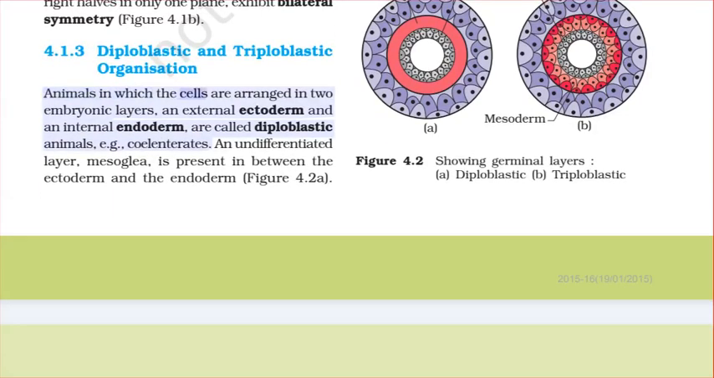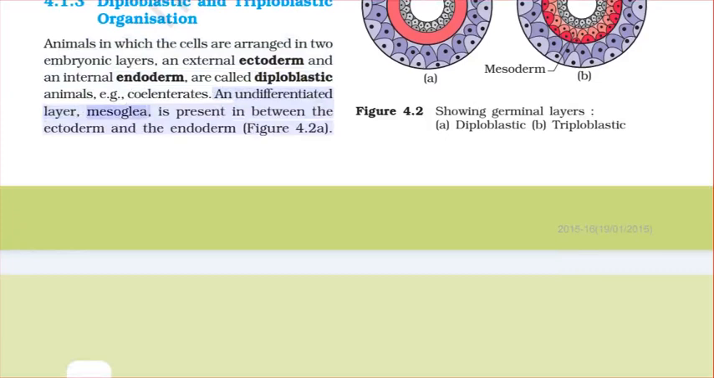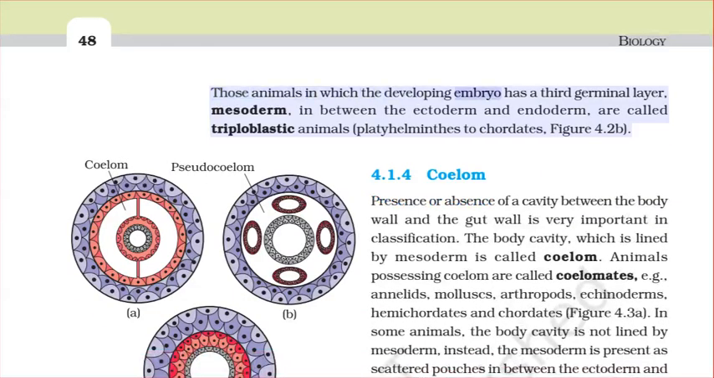Animals in which the cells are arranged in 2 embryonic layers, an external ectoderm and an internal endoderm, are called diploblastic animals, e.g., coelenterates. An undifferentiated layer, mesoglea, is present in between the ectoderm and the endoderm. Figure 4.2a. Those animals in which the developing embryo has a 3rd germinal layer, mesoderm, in between the ectoderm and endoderm, are called triploblastic animals, e.g., Platyhelminthes to chordates. Figure 4.2b.